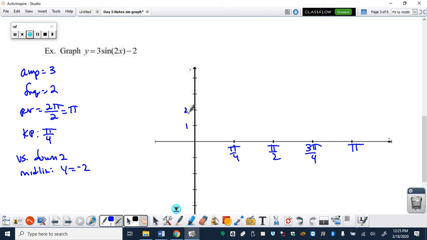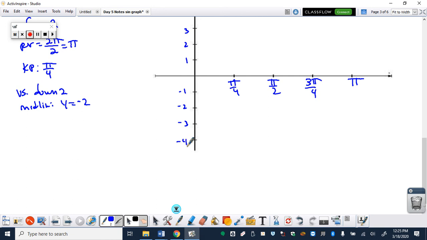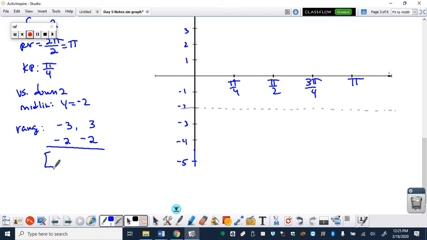Let's scale and label our y-axis. And we need to add -5, because we're going to be 3 away from our midline, which is now at y equals -2. Before the vertical shift, the range of our graph would have been from -3 to 3, but we shifted everything down 2. So now our range is going to go from -5 to +1. Let's see how that works out on our graph.